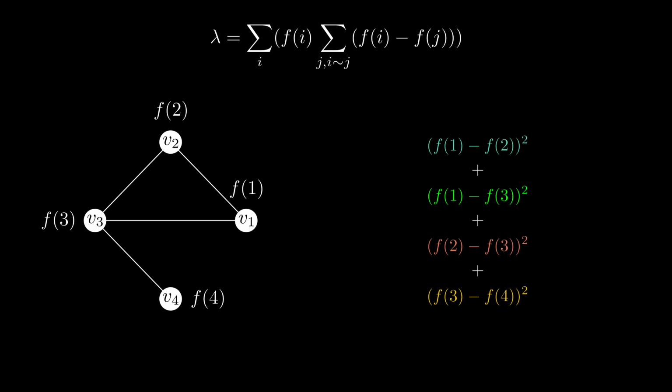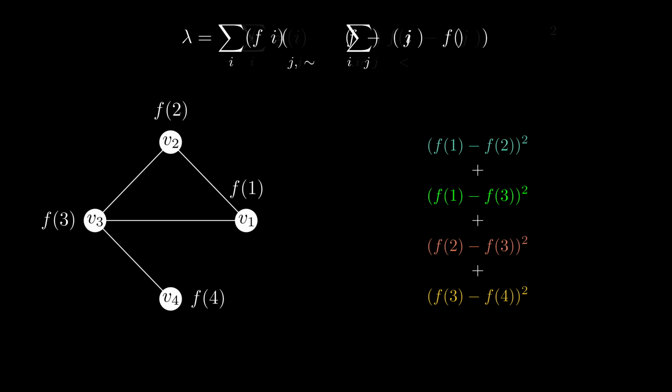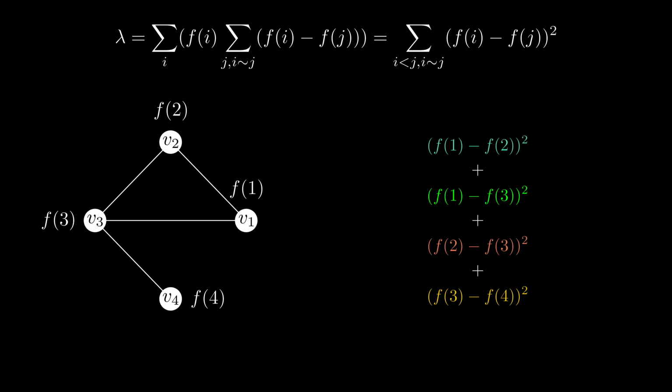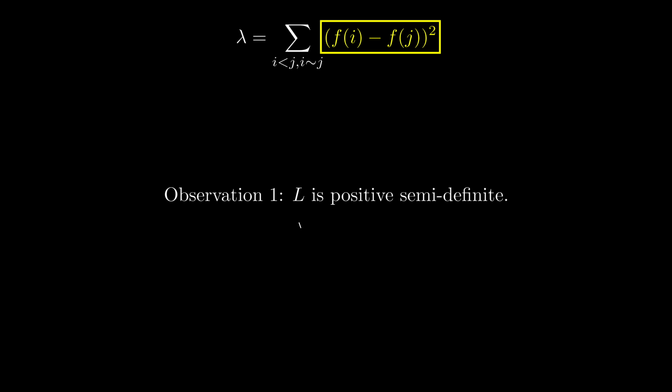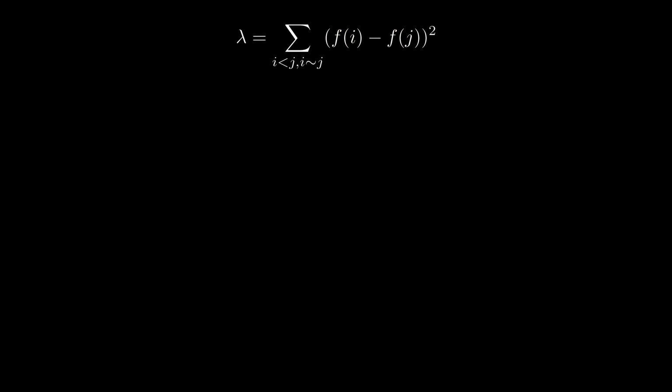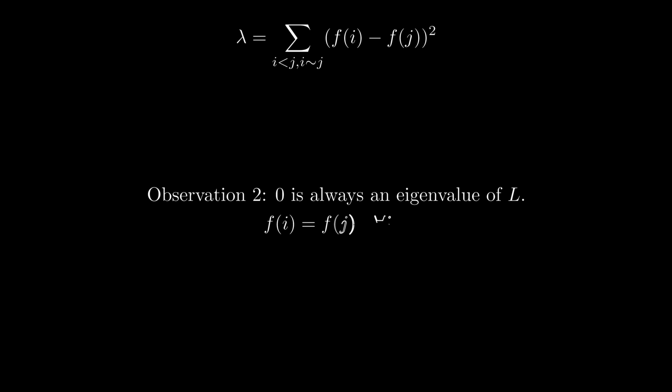Simplifying one more step, we see that the eigenvalue lambda can be written as a summation of squares. Just by observing this result, we can have a few important conclusions. First, L is positive semi-definite. It means all the eigenvalues of L are non-negative. Second, 0 is always an eigenvalue of L. We can simply see this by picking f as a constant.